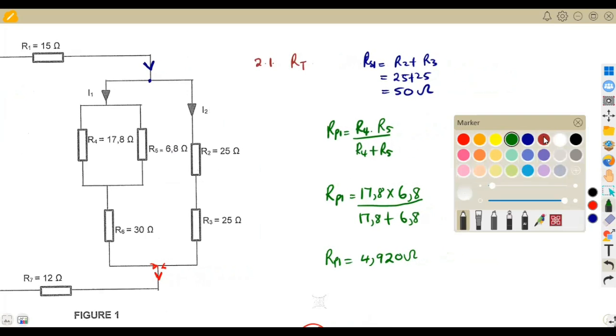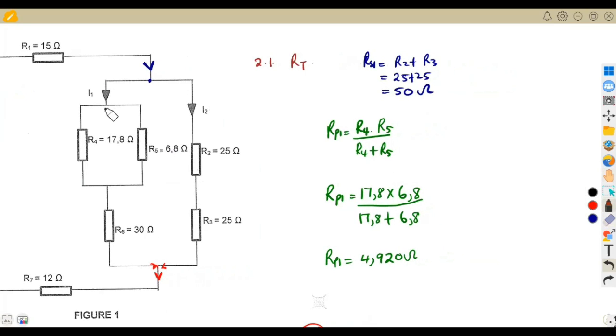So we are going to calculate the series part of this one, which is the second one, since this was our first. Our series 2 is what we got from this parallel combination, which is our RP1, plus the resistor R6. So that means we are going to have RS2 in this case.